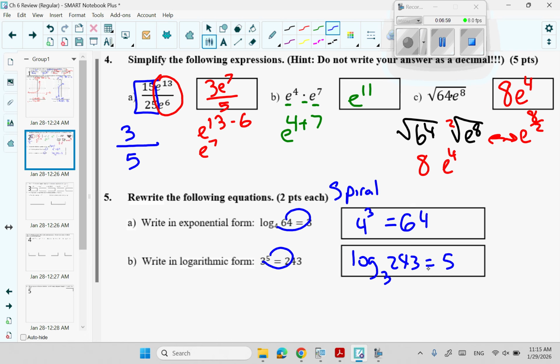Nice thing about these, I can type them into my calculator and double check. If I type 4 to the power of 3, I should get 64. If I type log base 3 of 243, I should get 5.